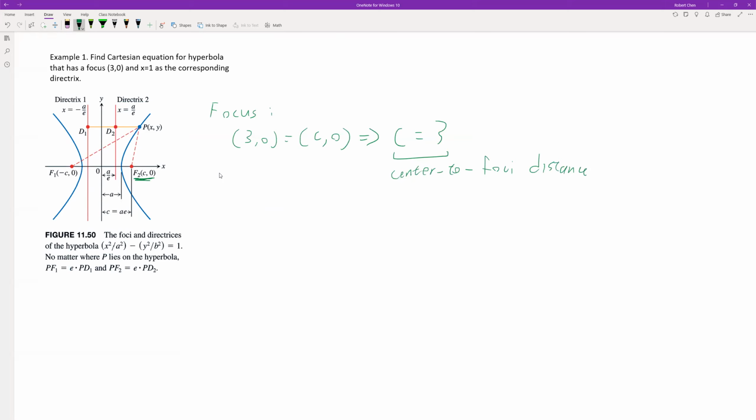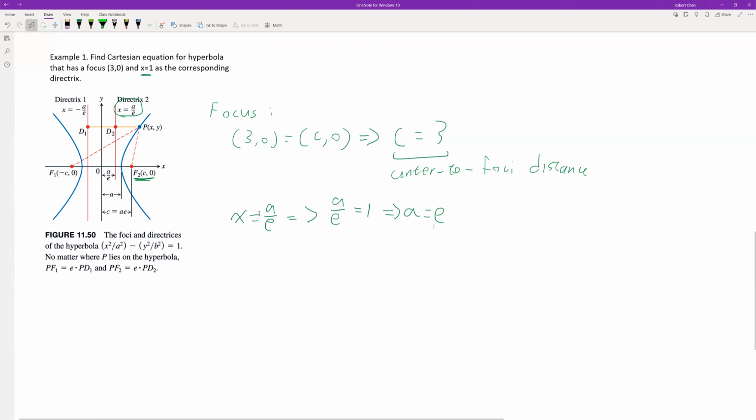Okay, and what we can learn from C is that we can use that later in building our equations. All right, so next thing we want to find out is we know that directrix is x equal to 1. And we also know that directrix, we'll just look at 1 for now, is x equal to a over e, meaning a over e is equal to 1. And what we can learn from here is that a is equal to e. Right? So the value of a is equal to the value of directrix.